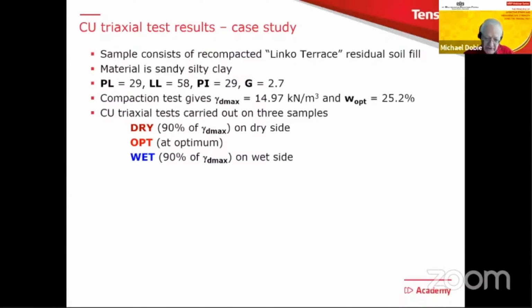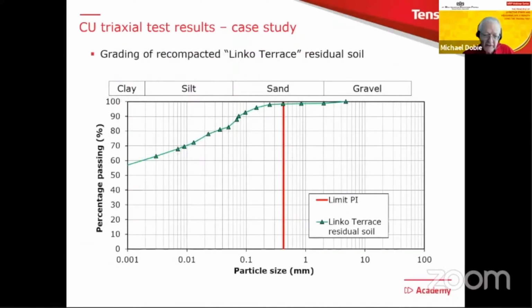Dry, which was on the dry side of optimum; optimum, which was at optimum; and wet, which was on the wet side of optimum. We'll see this in a minute on the compaction curve. In fact, there is the particle size distribution. You can see that this material is mostly clay with a fair amount of silt and a little bit of sand, as a typical residual soil, probably a weathered granite or something like that.